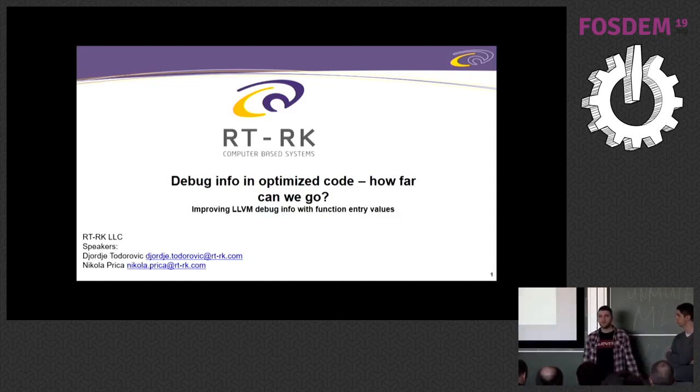We have been working as a team on various projects in the field of compilers, debuggers, profilers, and so on. We are going to be talking today about how far we can go with debug info in optimized code in LLVM, especially with an improvement by looking at function parameters, entry values at call site point. Since we know that debugging optimized code is very challenging, even these days, we work very hard to improve that.